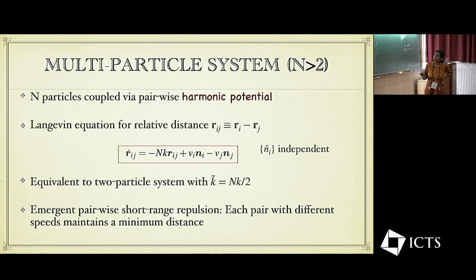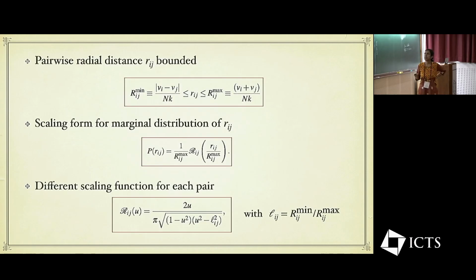So each pair then maintains a minimum distance depending on their speed difference. Particle 1 maintains a particular distance with particle 2, another particular distance with particle 4, 5, etc. And this is what we saw in that video: each pair maintains its own bound. So this is the bound: rij has to be larger than mod of vi minus vj divided by nk, and smaller than vi plus vj by nk. And the radial distance has a similar scaling form with the same scaling function.